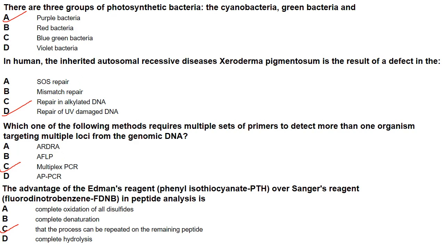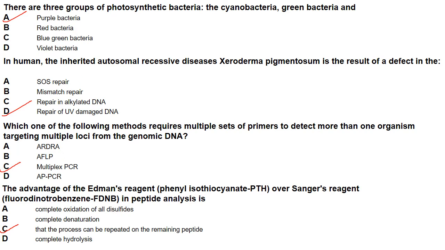Answer is option D. Then which one of the following methods requires multiple sets of primers to detect more than one organism, targeting multiple loci from the genomic DNA? It is multiplex PCR. In multiplex PCR, more than one target sequence can be amplified by using multiple primer pairs in a reaction mixture.